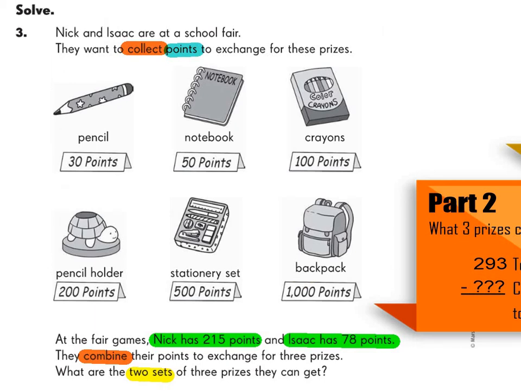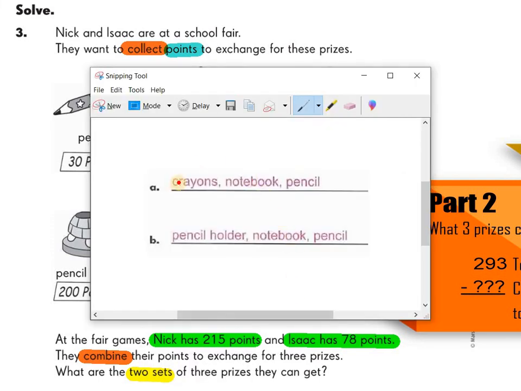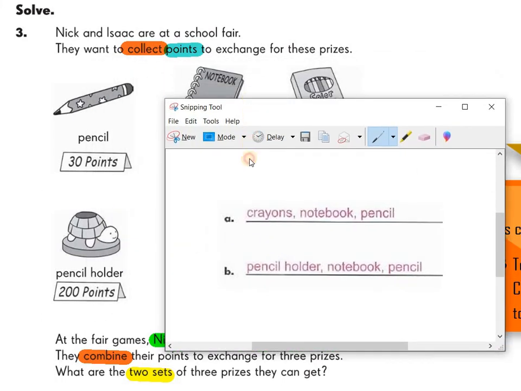Okay, are you ready for the answer? Here it is. So they could get crayons, notebook, and a pencil, or they could do the pencil holder, the notebook, and the pencil. How did you do?